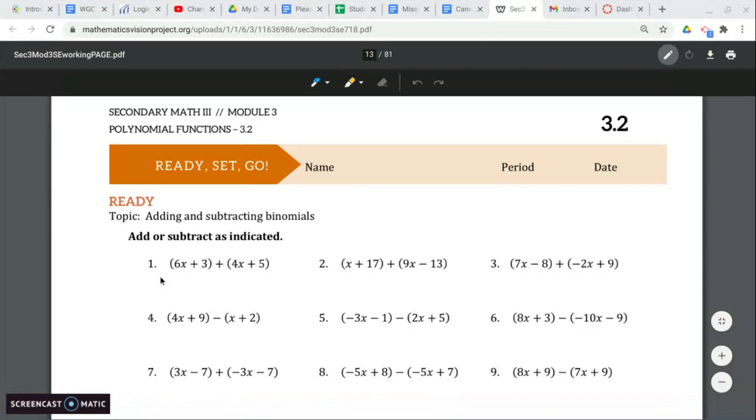Okay, so for this first part, what we're looking at is adding and subtracting binomials. So all you are doing is combining the like terms. So on this first one here, we have 6x plus 3 plus 4x plus 5. You're going to add the 6x and the 4x. 6 plus 4 is 10, so we have 10x. Now we have 3 plus 5. 3 plus 5 is 8. There's our answer. Now on this one down here, we're subtracting.